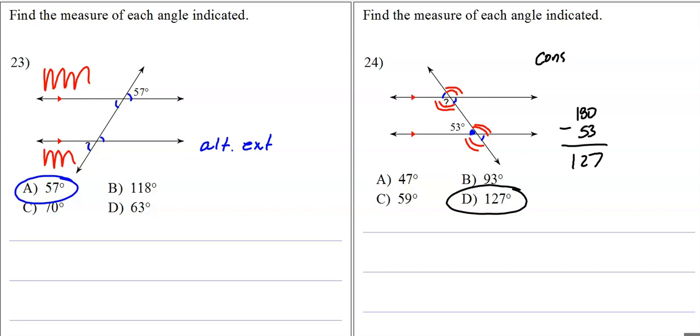And these guys are called consecutive interior, or I think we use the terminology same side interior. Either one will hook you up.